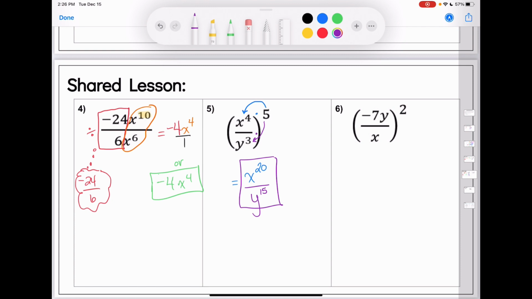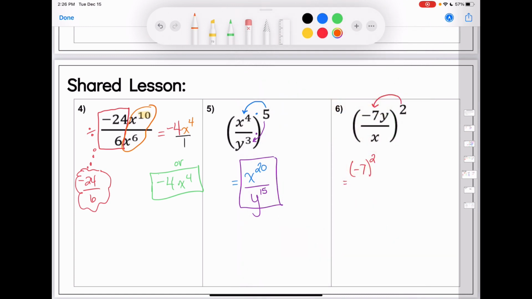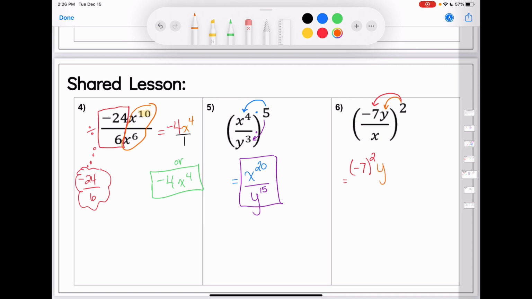Okay, now number 6, very similar. I've got some multiplying and dividing inside my parentheses with an exponent outside. So I'm going to distribute that exponent to every single base. So my first base is negative 7, so I have negative 7 to the 2nd power. And be careful that you're using parentheses when you write that out. And then I have y to the 2nd power also on the top. On the bottom, I have the base of x, so it needs to be x to the 2nd power on the bottom. Notice how all 3 bases got that exponent of 2.